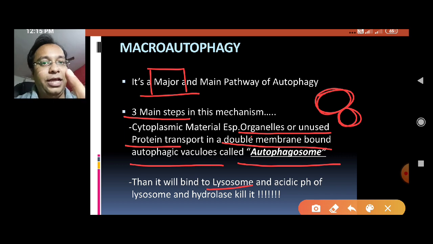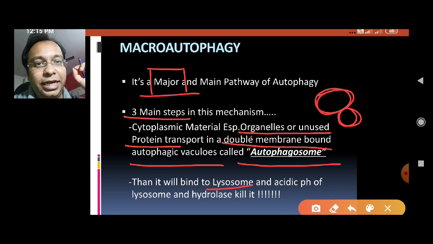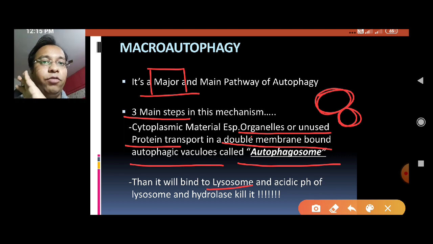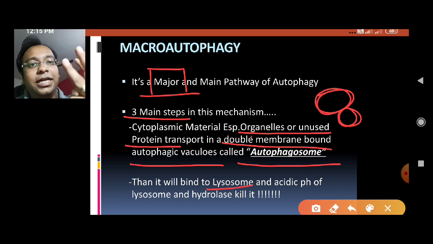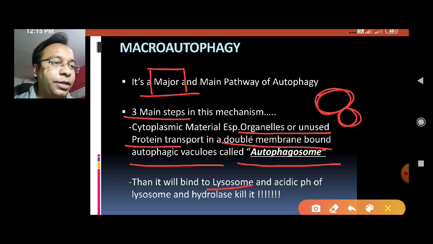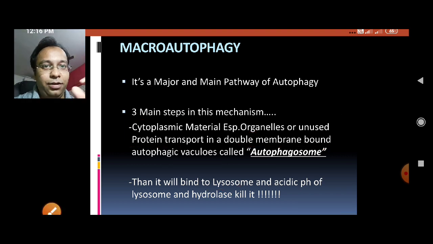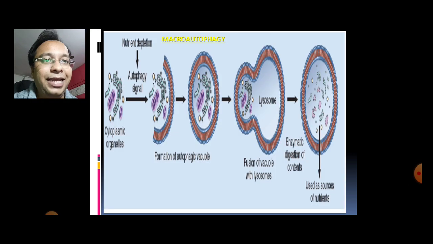And you know very well that lysosome has an acidic pH, and it contains many hydrolytic enzymes that will digest the contents. So it will bind with lysosome and there will be digestion of the content. So these are the 3 main steps. I know it's difficult to understand in the theoretical way, so we will see it in the figure.